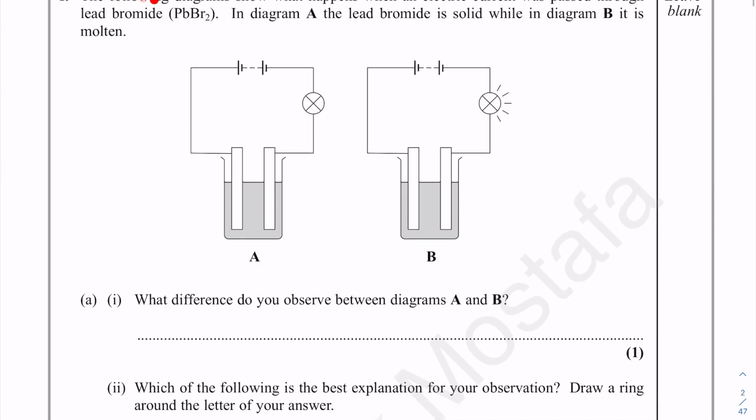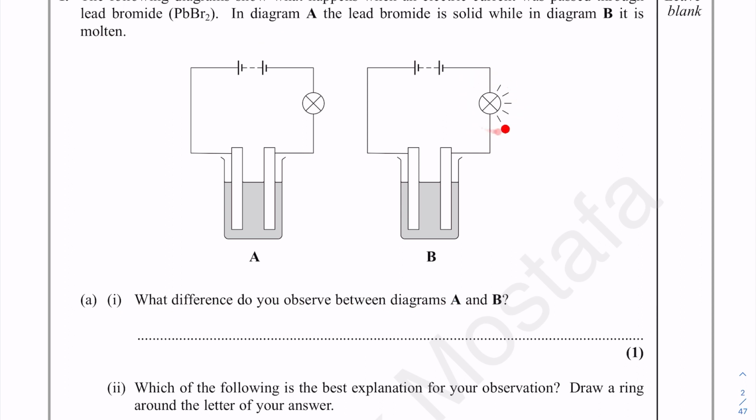Question 1. The following diagrams show what happened when electric current was passed through lead-2 bromide, PbBr2. In diagram A, lead-2 bromide is solid, while in diagram B it's molten. Question A1. What difference do you observe between diagram A and B?